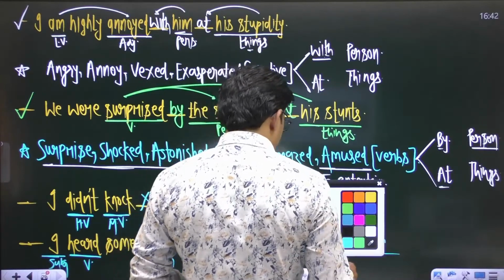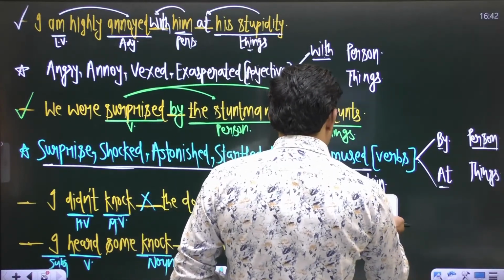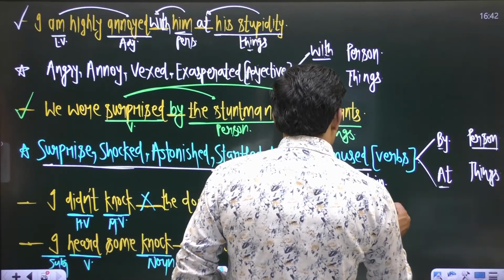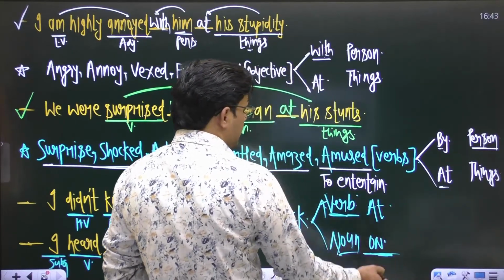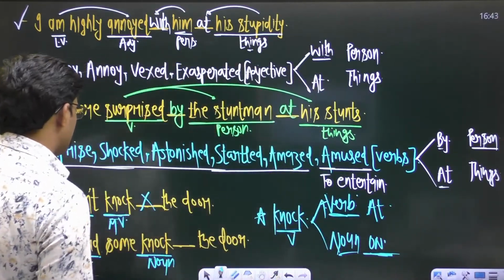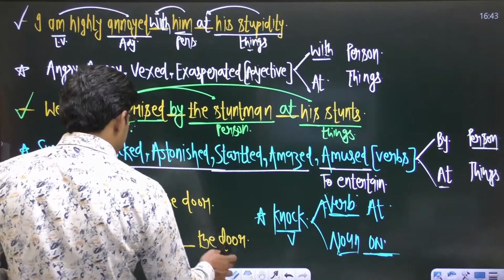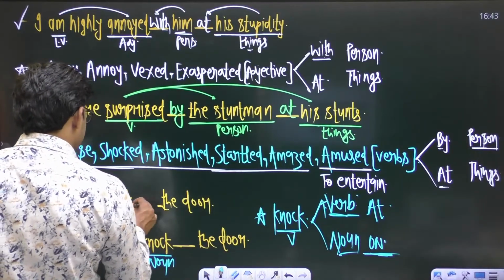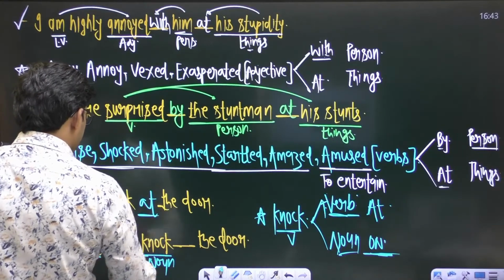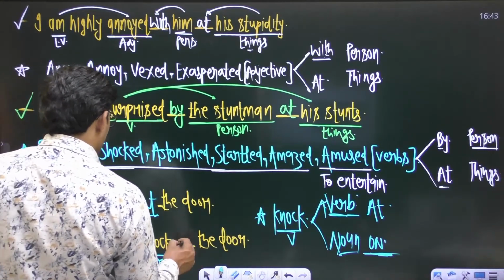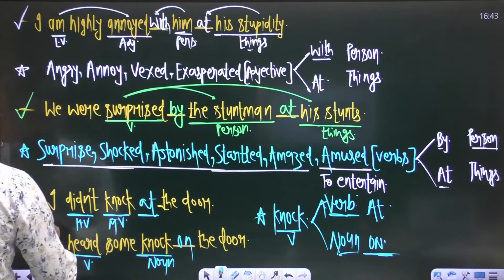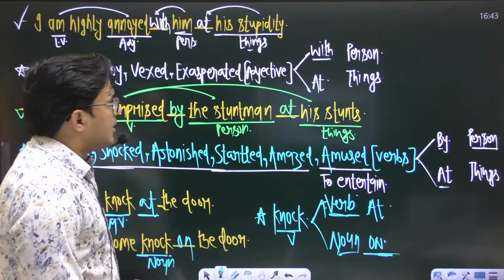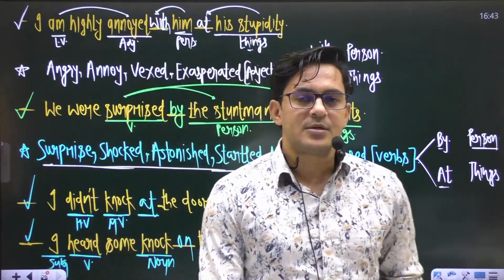When this word is used as a verb, it demands the preposition at. But whenever it is used as a noun, we use the preposition on. So the sentences will be: I did not knock at the door, and I heard some knock on the door. The sentences will be like this, okay?